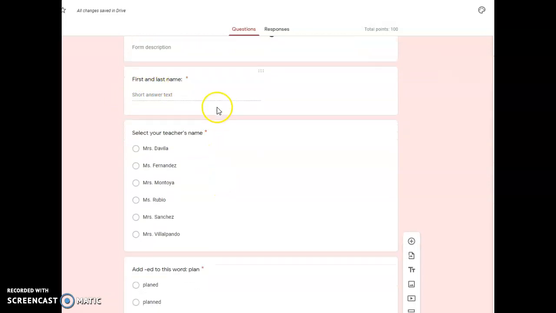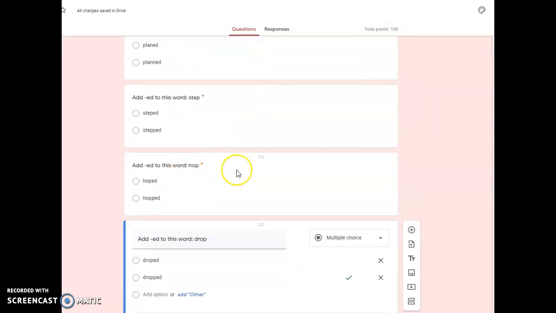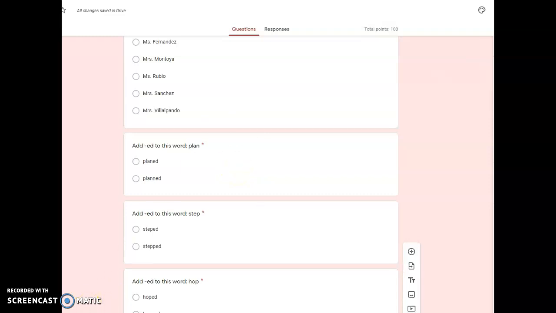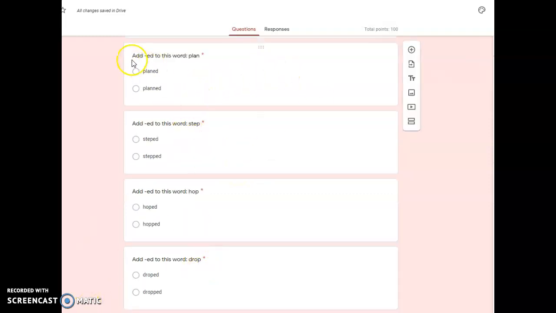Don't forget to put your first and last name, select your teacher, and then you have 4 different questions. On your 4 questions, it says add ed to this word. Not all of them are the same, but each has a different word. For example, in this word, you're going to have to change plan and add ed to plan. Which would it be? You have to look at the ending. What does it end in? Does it end in a vowel and a consonant? And if it does, what do you have to do? I'll remind you if you don't remember.